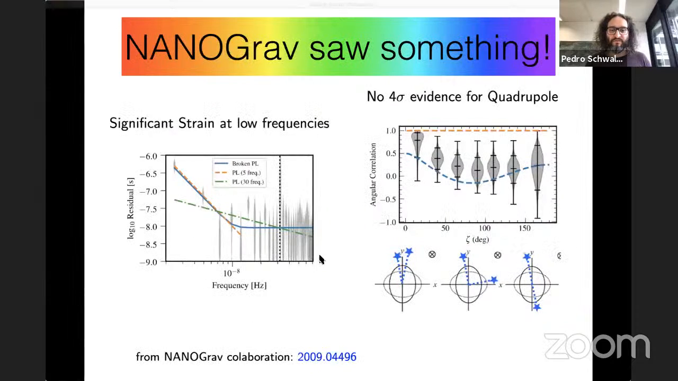So I will very briefly mention these NANOGrav results. I think this was already mentioned on Monday and Tuesday. NANOGrav saw a hint of a gravitational wave signal at very low frequencies.